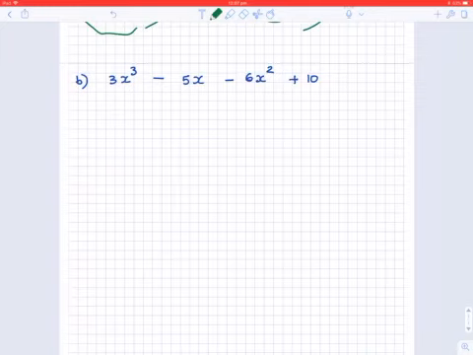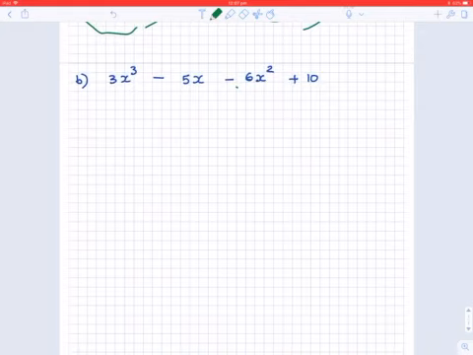Okay, let us go to the next example. The next example says, still in factorize: 3x to the power 3 minus 5x minus 6x squared plus 10.